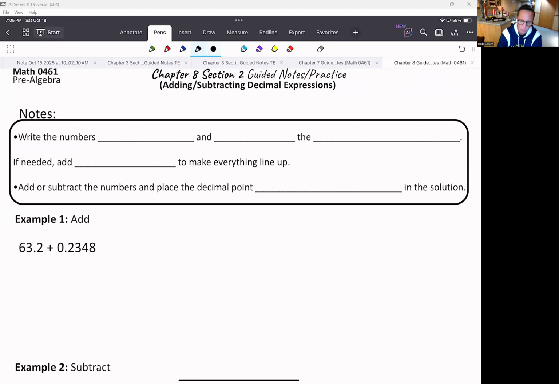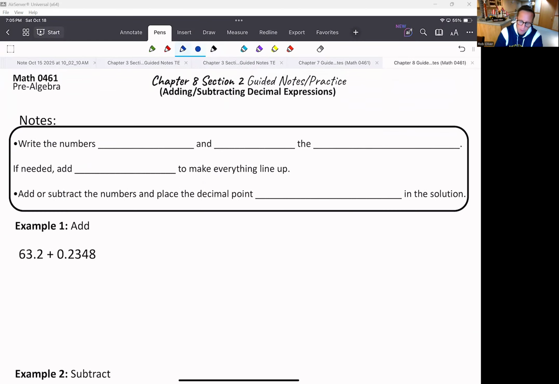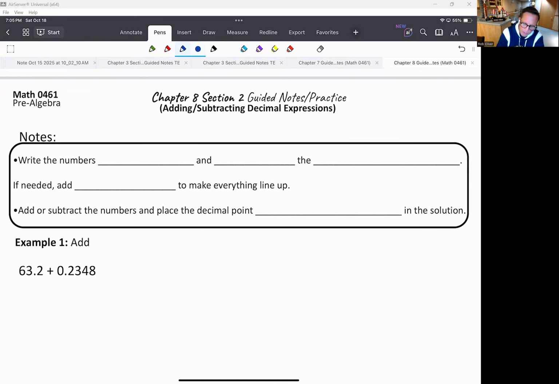So when you're adding and subtracting decimal values, what we're going to do is write the numbers. There are a number of ways you can do it, but you're going to write the numbers vertically, okay? And then line up the place values. You might have also heard line up the decimal points, which in turn makes the place values line up. I like to always say line up the place values because that's really what's going on.